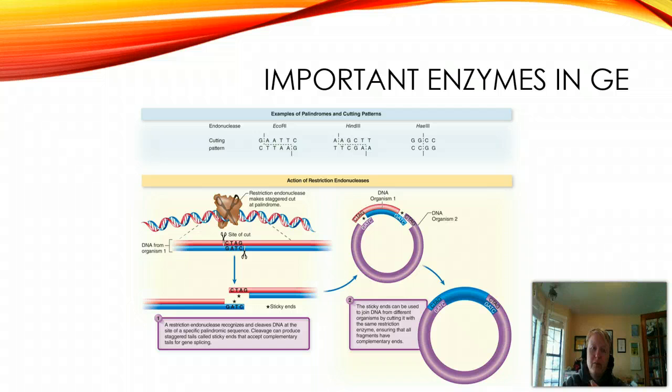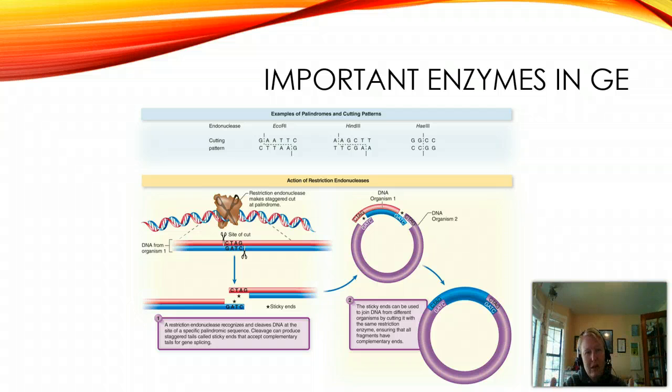A palindrome is where the sequence is the same when read from 3' to 5' on one strand and from 5' to 3' on the other strand. If you look at EcoRI, you can see that here. The top strand goes AATT when the bottom strand goes TTAA. So you can see how that's a palindrome. So that's how that works.